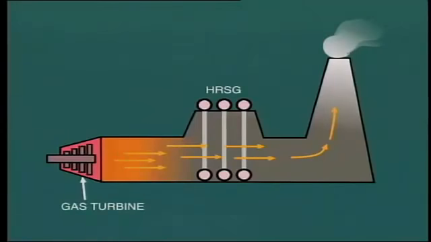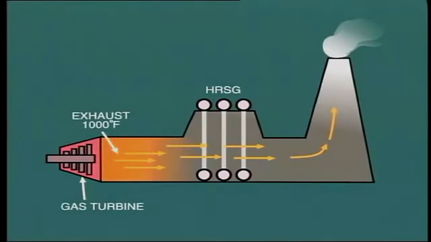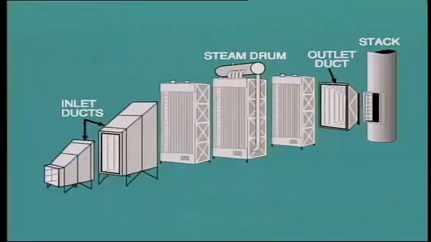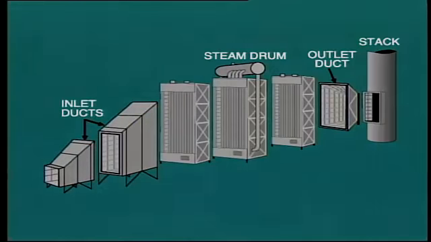In this type of boiler, the temperature of the gas entering is usually about 1,000 degrees Fahrenheit, and the exit gas temperature to the stack is about 350 degrees Fahrenheit. The heat is extracted from the gas by placing banks of tubes directly in the path of the gas flow. The tubes are often finned to increase surface area and heat pickup. This cutaway diagram shows the major sections of the HRSG.